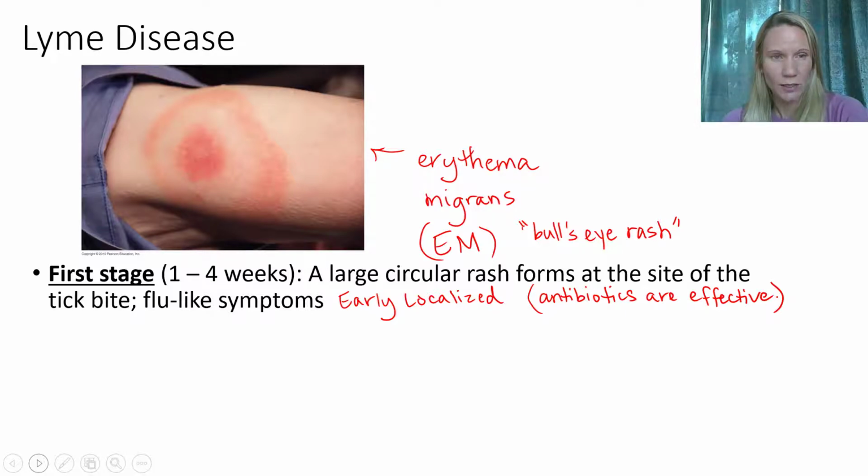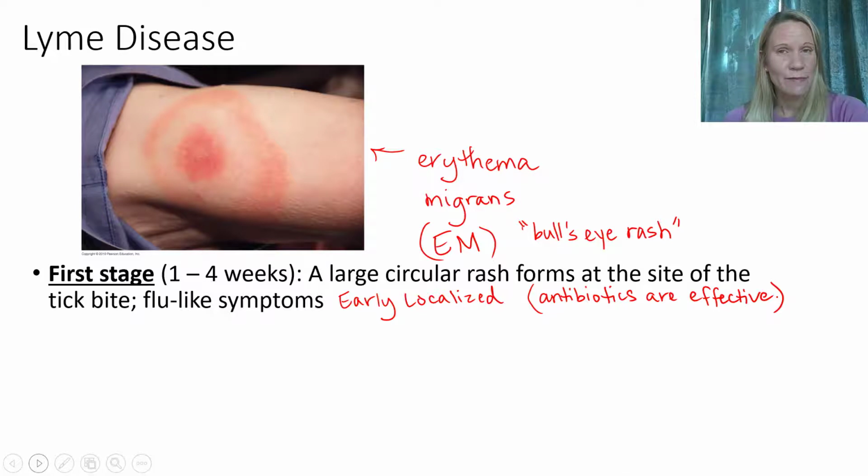It's usually doxycycline, actually a long course of doxycycline. I think it's like 21 days. So you absolutely want to get rid of that bacteria, and this is really the time to do it, because what happens next we don't really understand within the medical community.